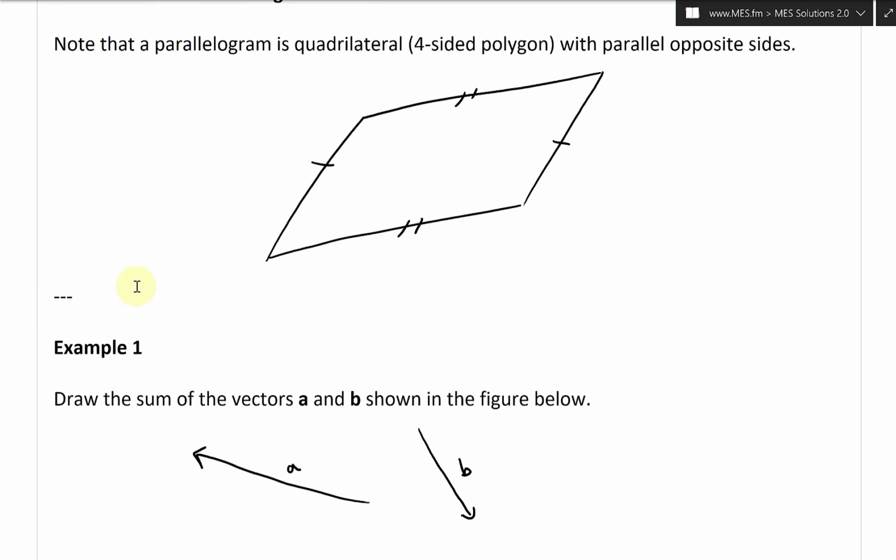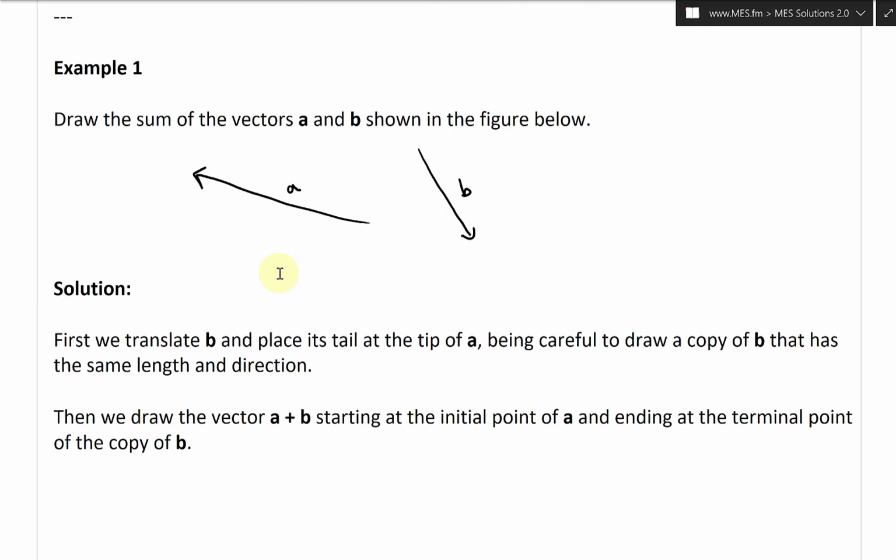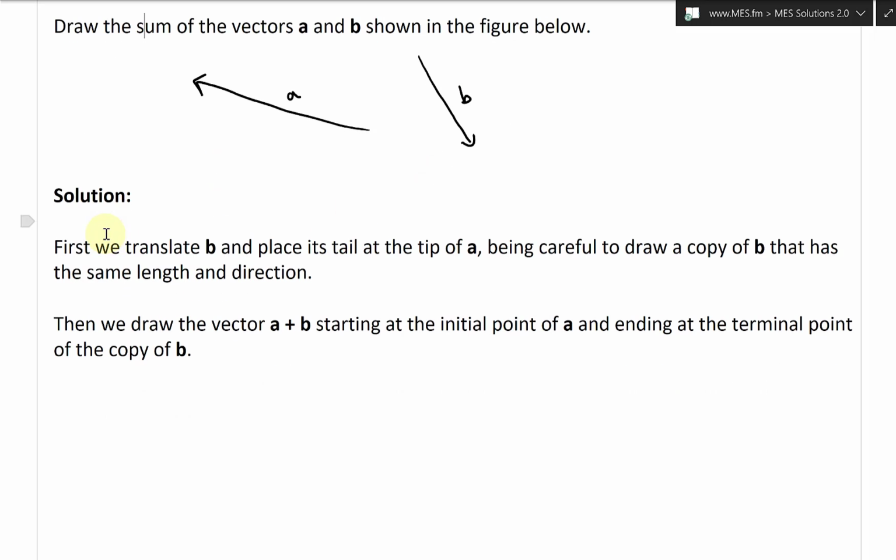All right, so now let's move forward and look at example 1. This one states, draw the sum of the vectors a and b shown in the figure below. So this is what we're given. Now we have to find the sum, and again, you can just move this over and combine the two. Solution: first we translate b and place its tail, that's the tail right here, at the tip of a, being careful to draw a copy of b that has the same length and direction. Then we draw the vector a plus b starting at the initial point of a and ending at the terminal point of the copy of b.